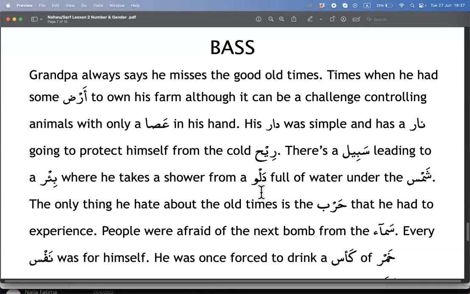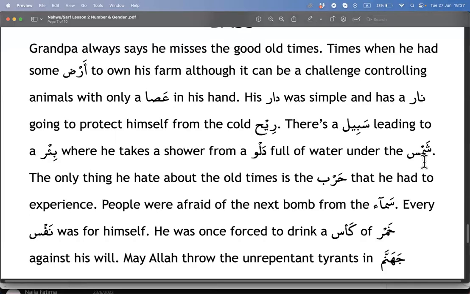What is dal? A dal full of water. In the well, a dal. What's that? Bucket. Maybe. Yes, a bucket. Good. Okay. Under the shams, the sun. Yes, under the sun. The only thing he hated about the old times is the harb.